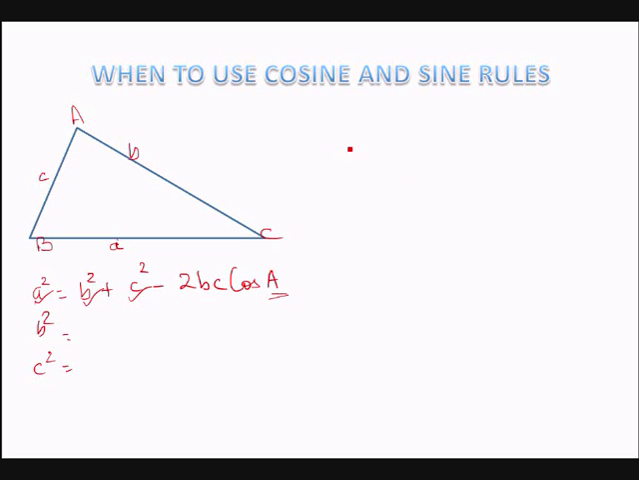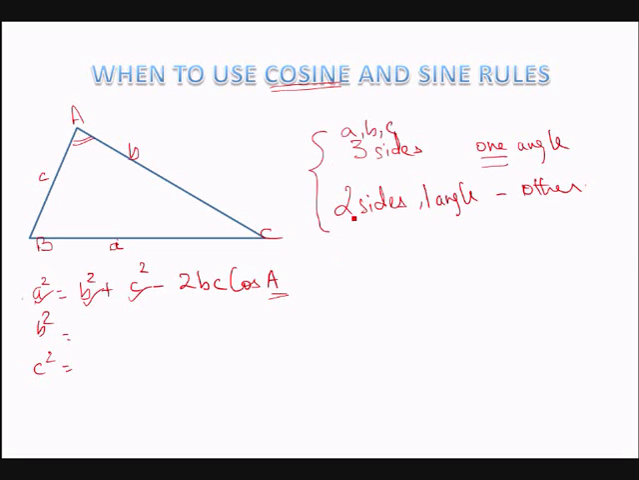So if we are given three sides and you are asked to find one angle of the triangle, then we can use cosine rule. We can also use cosine rule if we are given two sides and one angle, but we are asked to find the other side, the third side. Then we can use cosine rule. If I am given two sides and one angle, then I can find the third side using cosine rule. This two side and one angle is a special case which we will be dealing with soon.